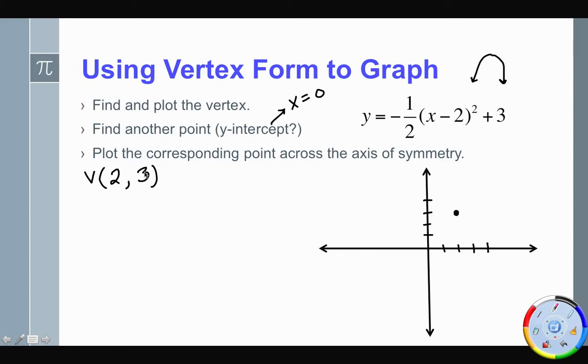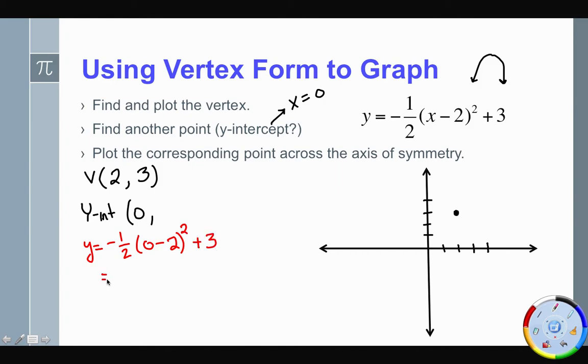I need to find another point, and I like to try to find the y-intercept just because it's a good point to know where it is. So it's going to be 0, something. I don't know yet. I have to actually plug it in. So I have to say y is equal to -1/2 times 0 minus 2 squared plus 3.